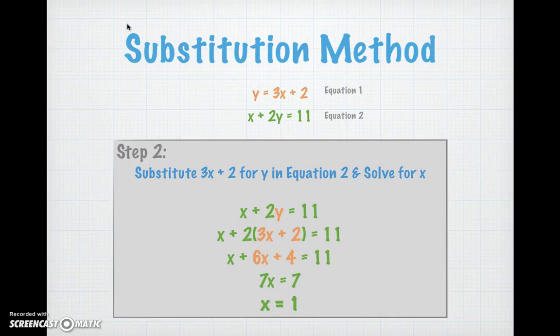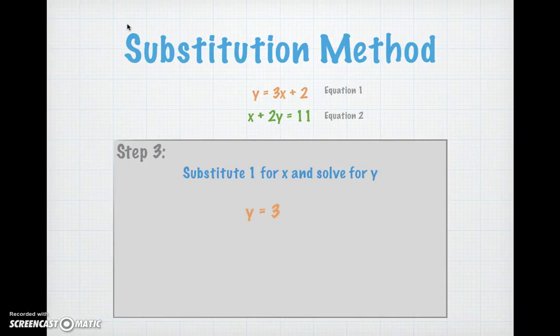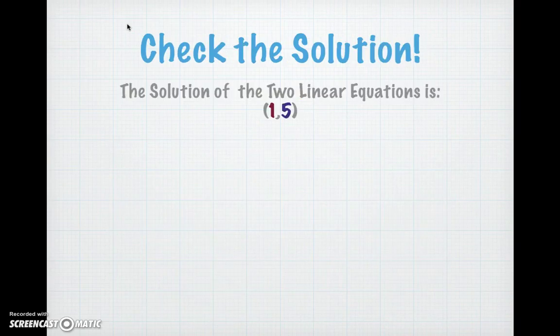Now that we have our x, we can then take 1 and substitute it into our first equation to solve for y. So when we take 1 and input it for x, we get y equals 3 times 1 plus 2. When we simplify it, we get y equals 3 plus 2, which further simplifies to y equals 5. Now we have a point, (1, 5), that is a possible solution for the linear system.